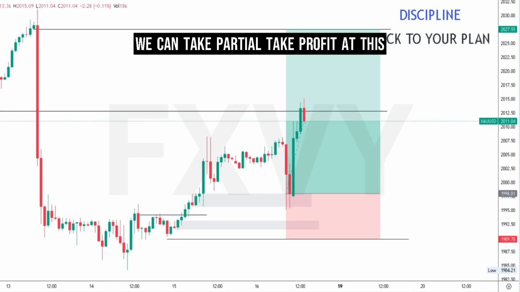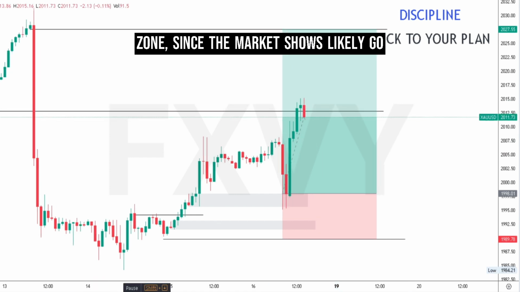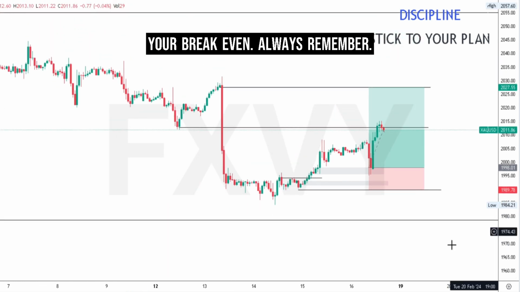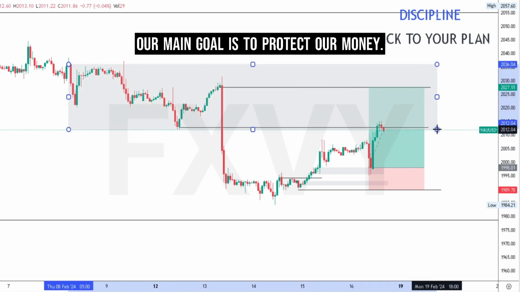We can take partial take profit at this zone, since the market shows it will likely go into consolidation again. Don't forget to set your break even. Always remember, our main goal is to protect our money.